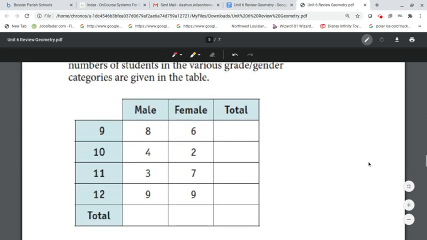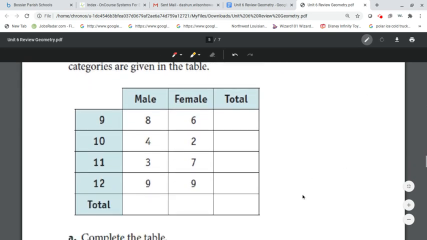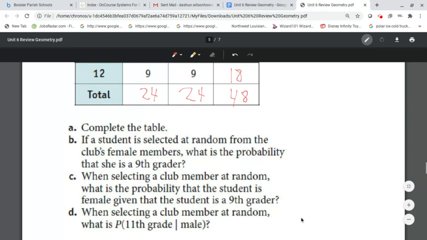All right, here we're going to fill in the chart. So the first thing we're going to do is fill in the chart. So this is 14, 8, 10, 18. This is 48. All right, this is 24 and 24. All I did was add. And then we use this to complete the table. So if you select from the female members, what is the probability that they're ninth grade? So this is going to be ninth, given that it is female.